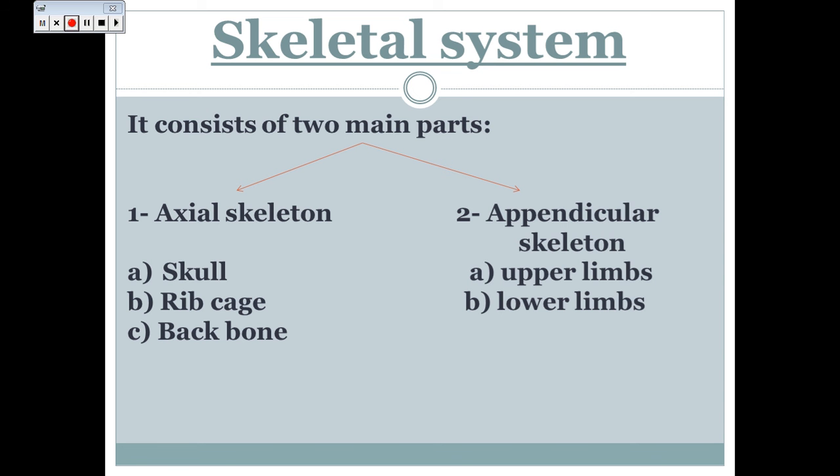Our skeletal system consists of two main parts, axial skeleton and appendicular skeleton. In the axial skeleton: skull, rib cage, backbone. And in the appendicular skeleton: upper limbs and lower limbs. Let's start with the axial skeleton.